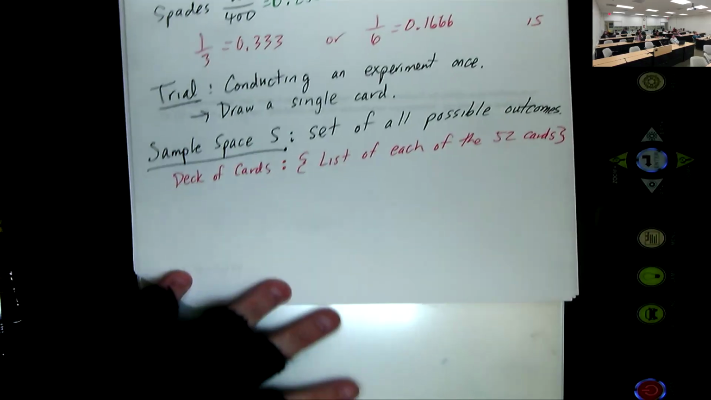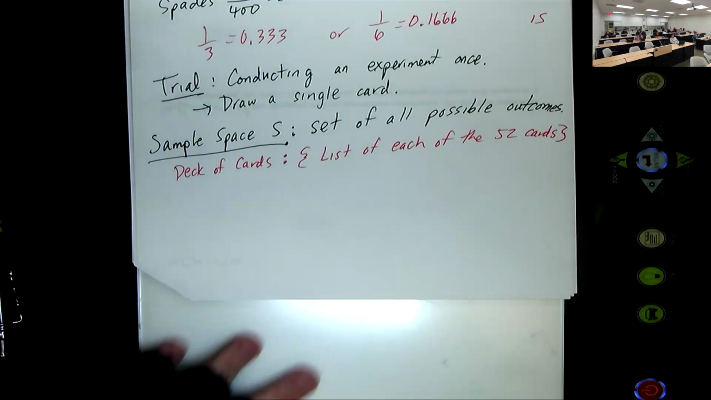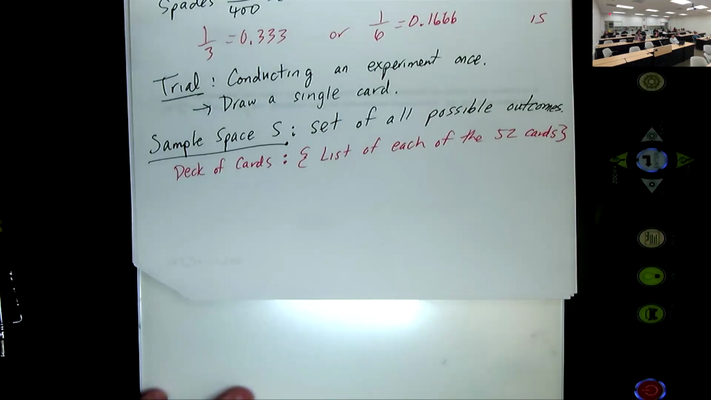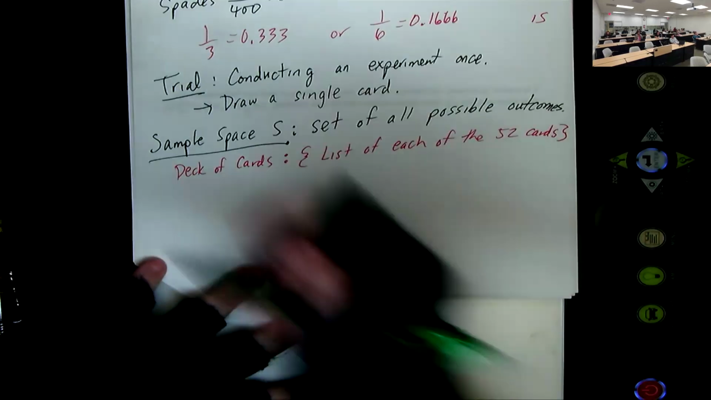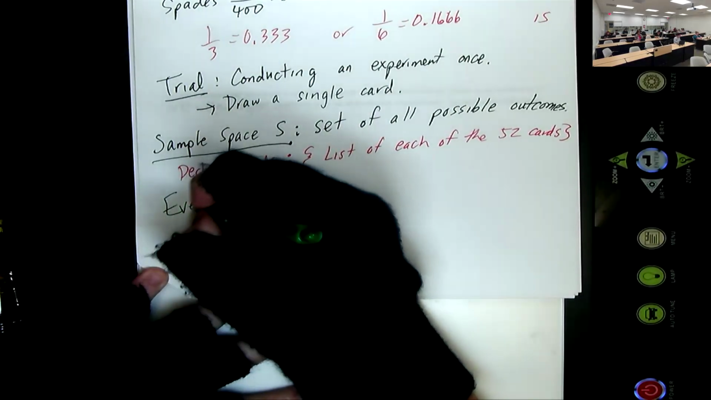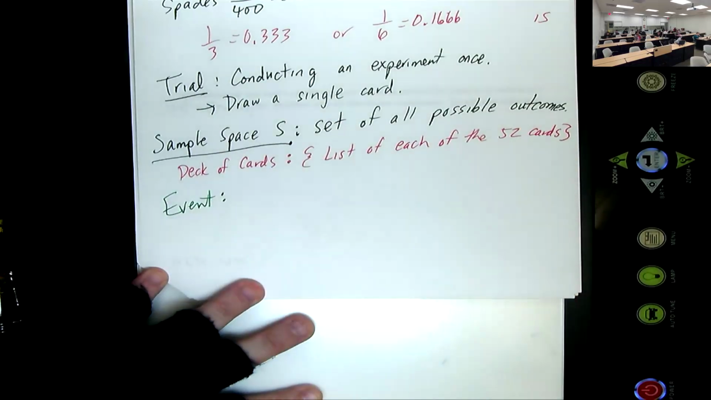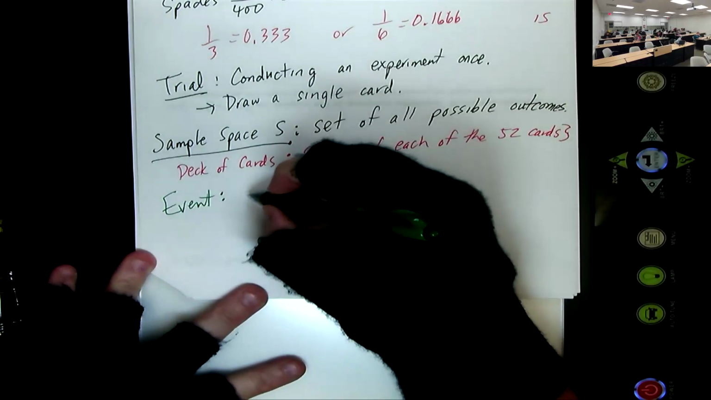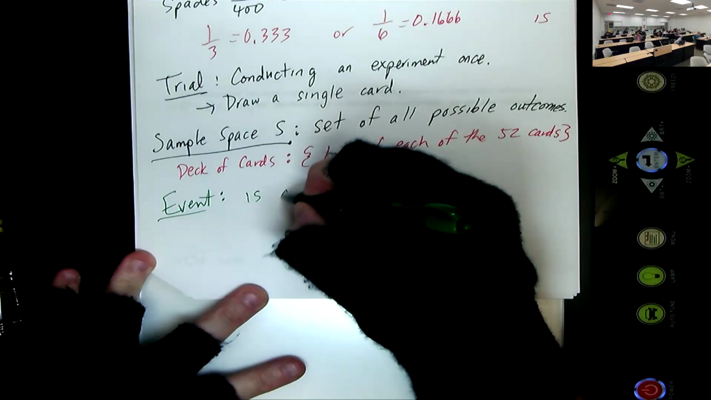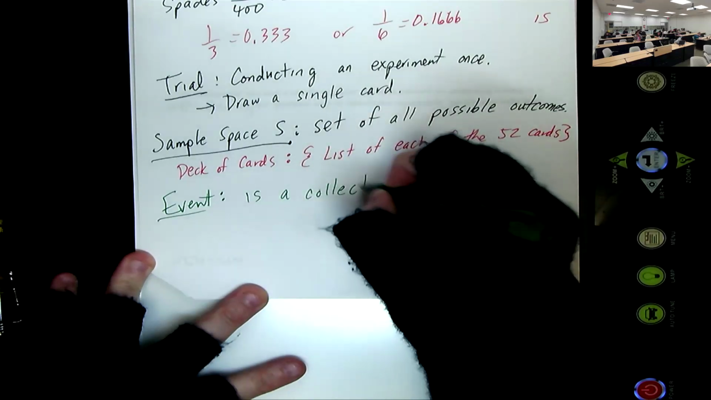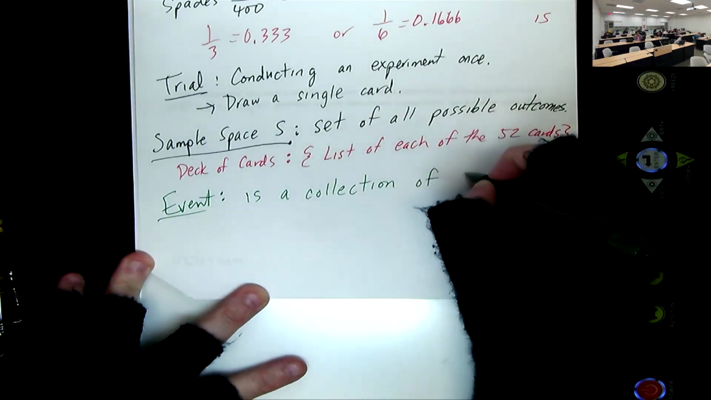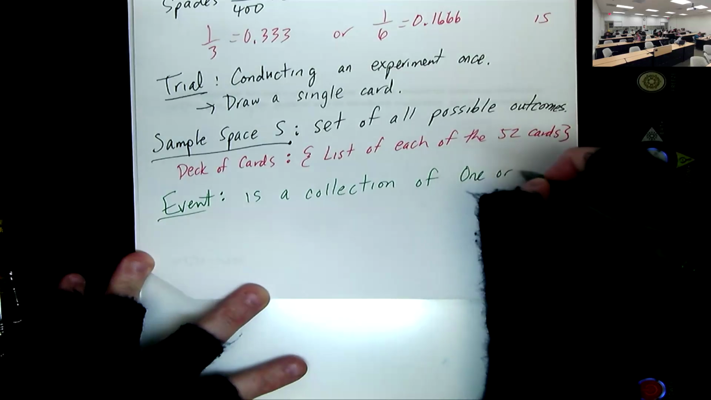Alright, so sample space is S. It's a list of all the possible outcomes. We call an event, an event is a collection of one or more outcomes.